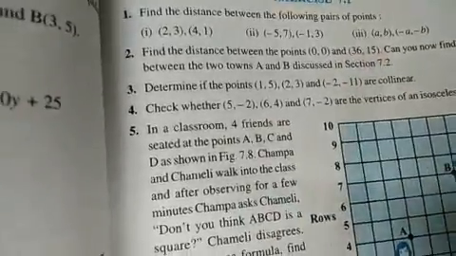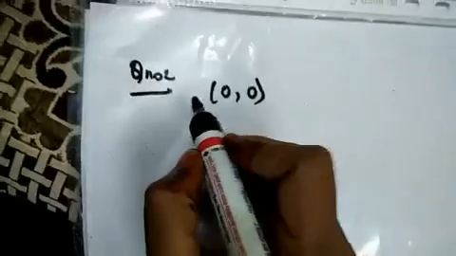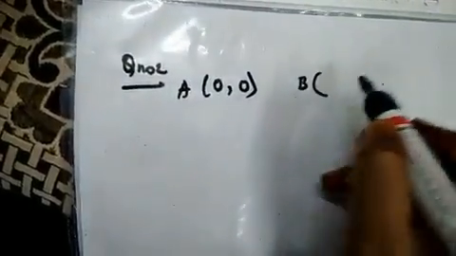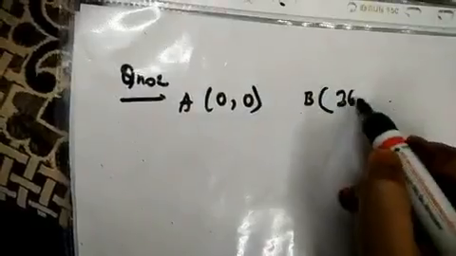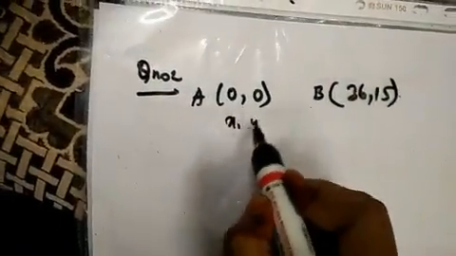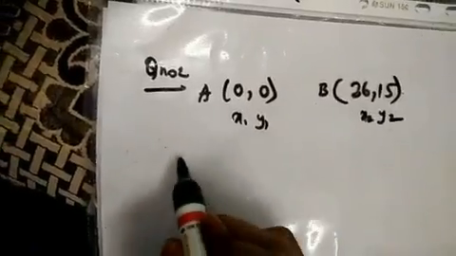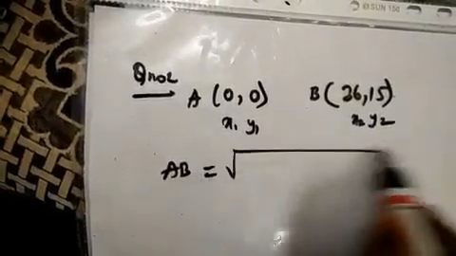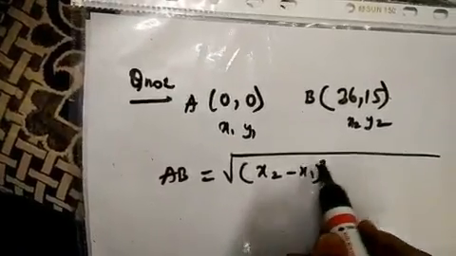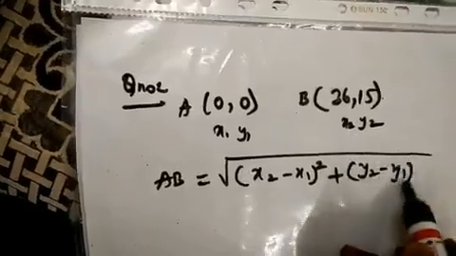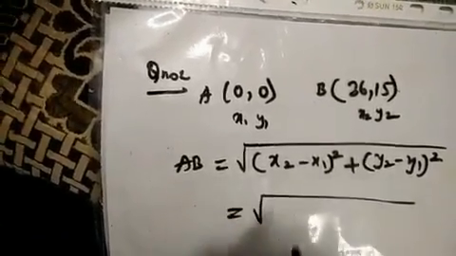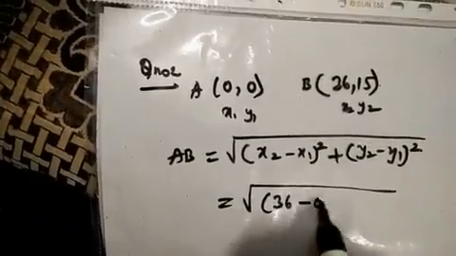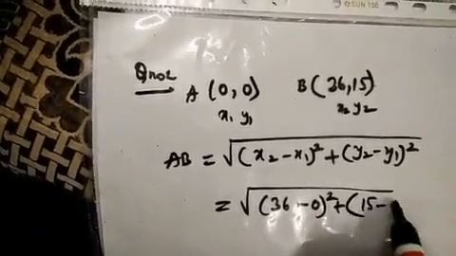So now let's start doing the solution. So question number 2. 0, 0 is one point. I will give name as point A, and here point B is what? 36, 15. So x1, y1, x2, y2. Distance formula is AB is equals to square root of x2 minus x1 whole square plus y2 minus y1 whole square. And it is equals to how much? What is our x2? 36 minus 0 whole square plus 15 minus 0 whole square.